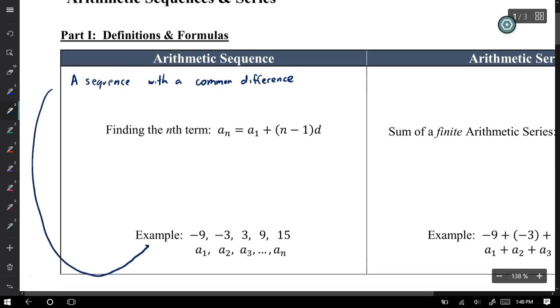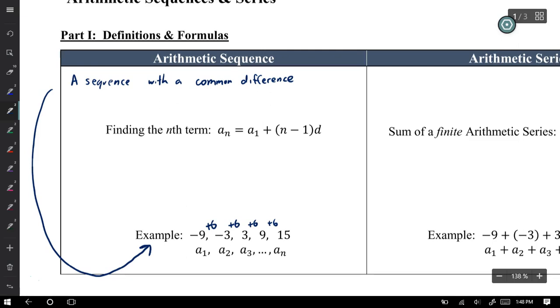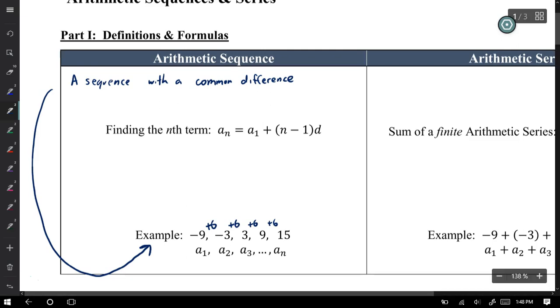We see that we have -9, -3, 3, 9, 15. In this sequence, we are adding 6 each time before we come up with the next number. That is what our common difference is. So our common difference, we use the letter d to represent that.